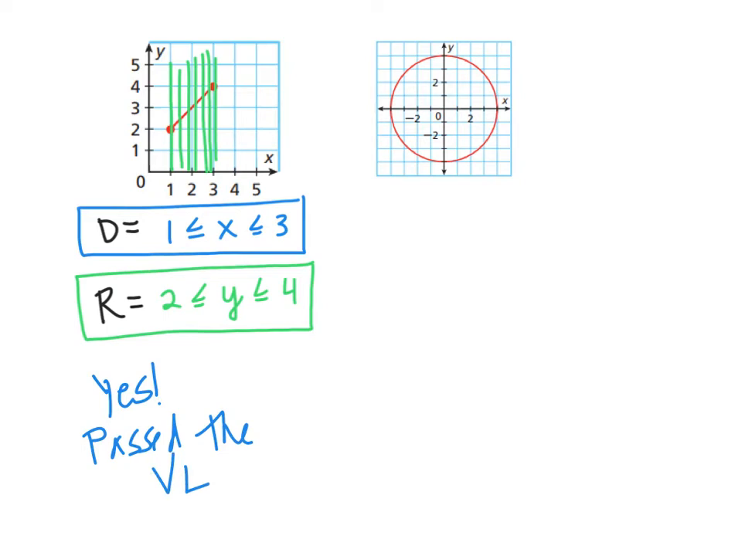I'm just going to say VLT, but actually let's write that out so you guys have it in your notes. That's the vertical line test. Okay.